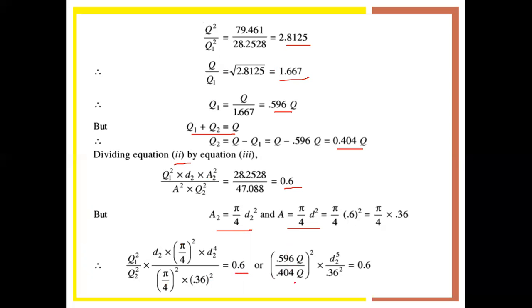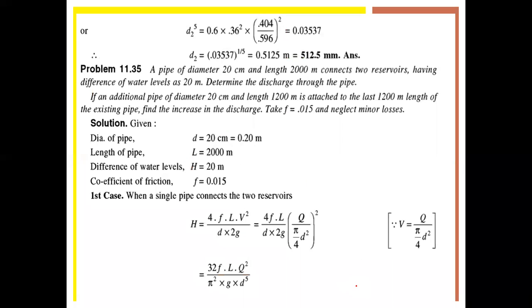Substituting the values, you are getting the simplified equation. So finally, D2 to the power of 5 is equal to 0.6 into 0.36 into 0.404 divided by 0.596. So the value is this one. Therefore D2 is equal to 0.03 into 10 to the power of 5. Therefore, by calculating, you are getting the value, finally convert into mm. D2 diameter is equal to 512.5 mm. So that is the diameter of the second pipe.